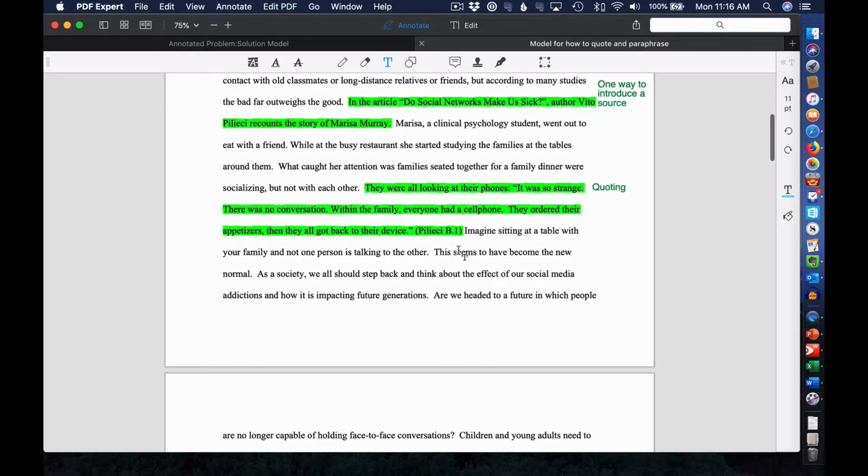One way to quote information is to start with a sentence. They were all looking at their phones, colon. You have a complete sentence before that, and then you have the quote, and then she really didn't need the period right there, but then she has the author and then the page number, and then the period should have gone after the parentheses.